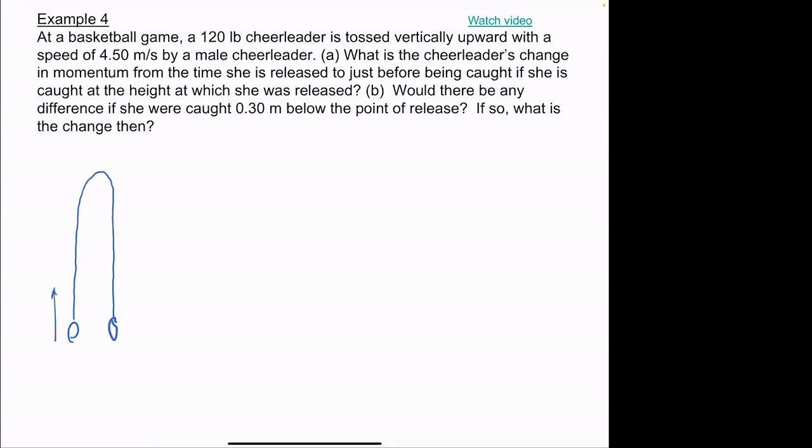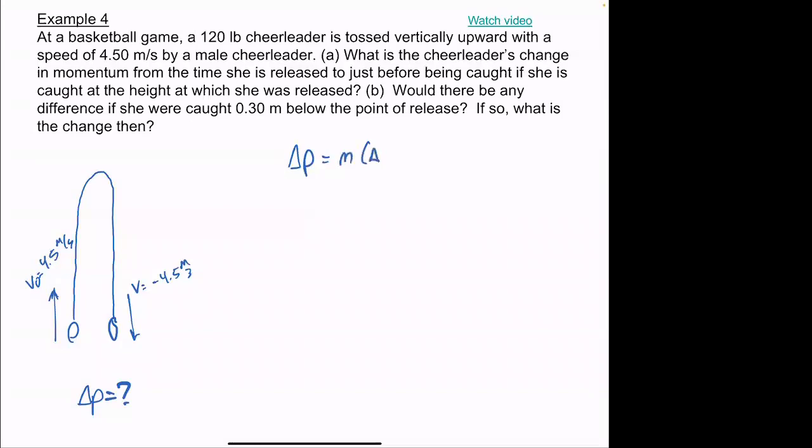The initial speed, V naught, is 4.5 meters per second. If she is caught at the same height, the final velocity would be negative 4.5 meters per second. Remember, gravity is going to act on it the same, so the velocity that it lands with is the same velocity that it takes off with. Our goal is to find the change in momentum. It says, what's the cheerleader's change in momentum? So delta P equals M delta V.